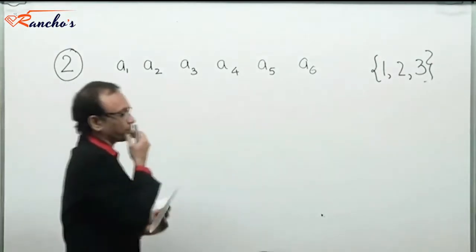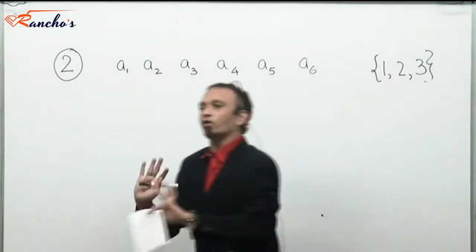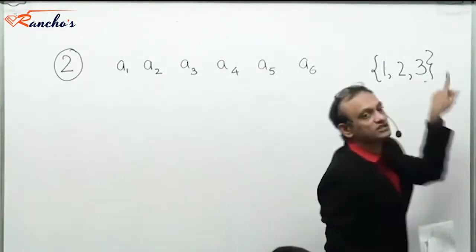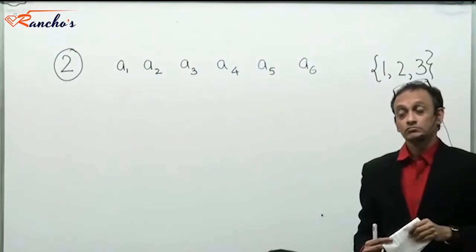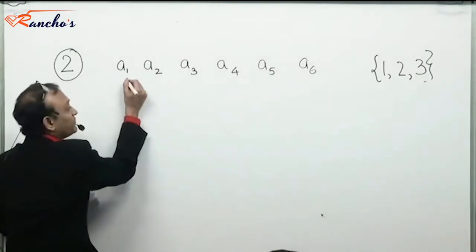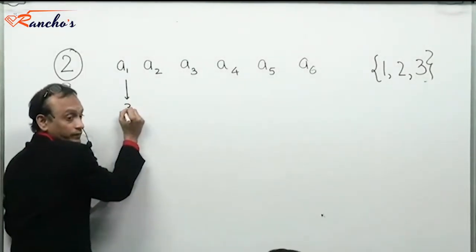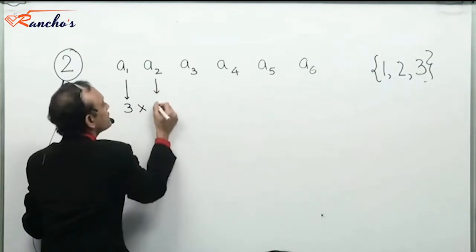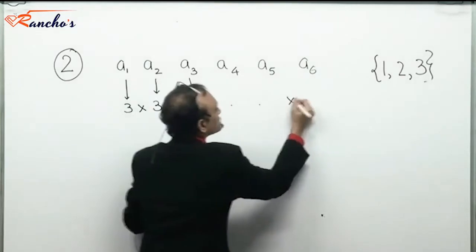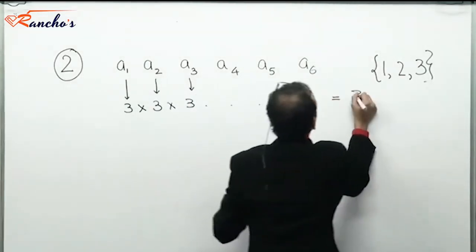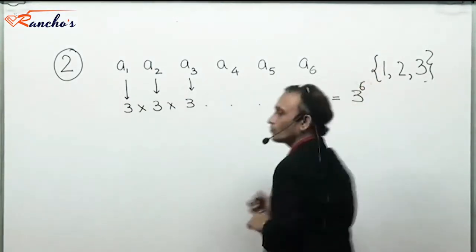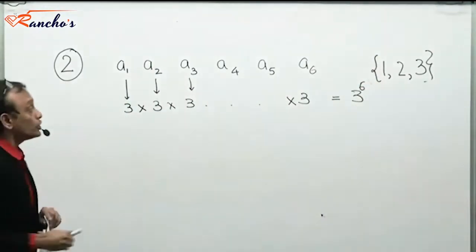Now, first of all, if there was no condition, if you have to constitute all 6-digit numbers using these 3 digits, it is 3 to power 6, because A1 could be any one of these 3, A2 could be any one of these 3, A3 could be any one of these 3, A6 could be any one of these 3. That makes it 3 to power 6. Yes or no?